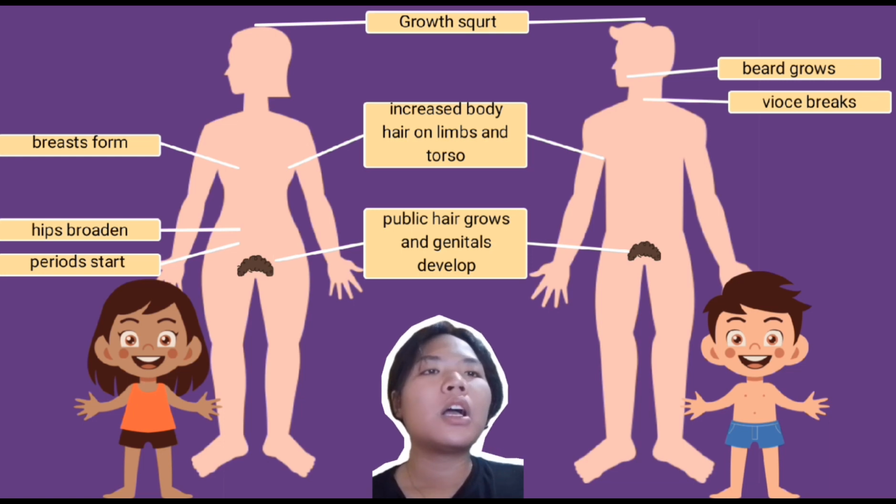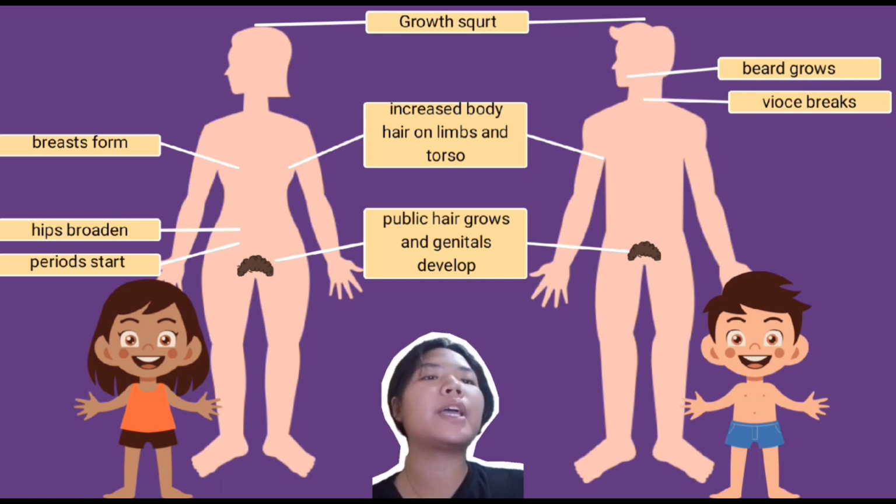Then there is increased body hair on the limbs and torso, pubic hair grows, and the genitals develop.